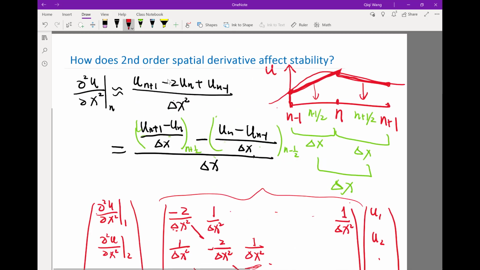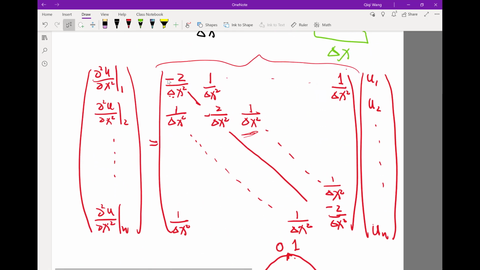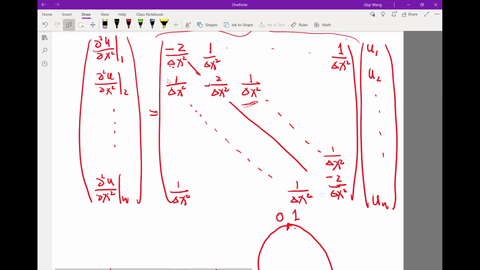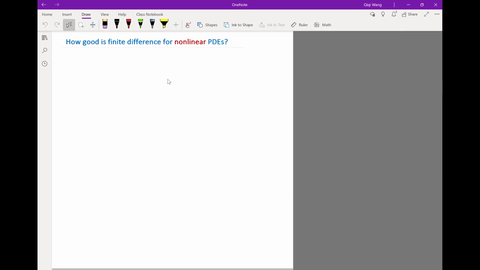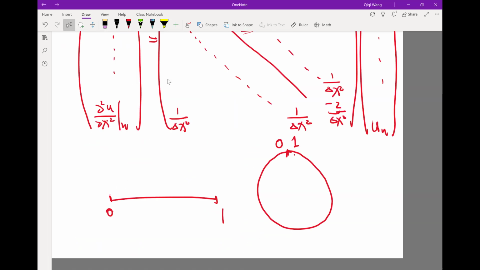So when kappa is positive, the right hand side of the ODE is going to be a positive constant multiplied by this matrix, which means the ODE is also going to have a set of eigenvalues.